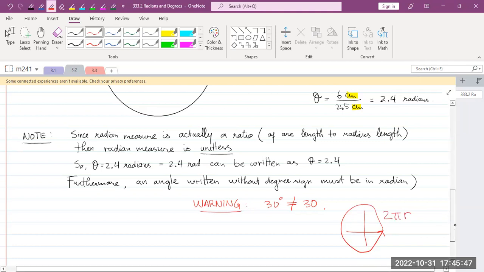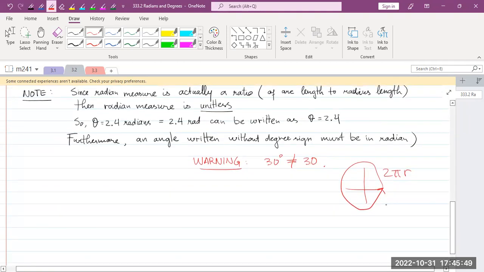So actually implicitly, I'm teaching you something new here. The circumference of a circle is 2 pi r. Then what is the central angle in radian? Central angle in radian will be 2 pi r over the radius. That's 2 pi. That brings us to a new topic, but let me write it down properly.